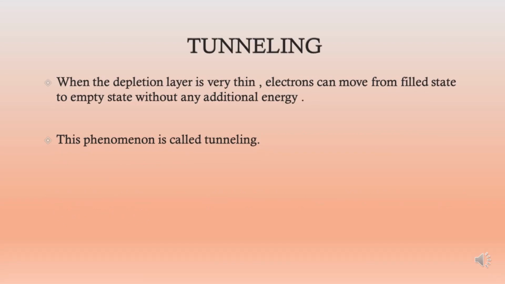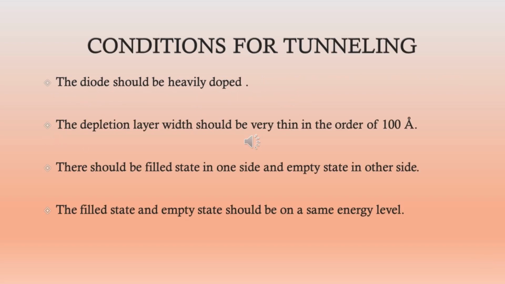Tunneling. When the depletion layer is very thin, electrons can move from a filled state to an empty state without any additional energy. This phenomenon is called tunneling. Here are some conditions for tunneling. The diode should be heavily doped. The depletion layer width should be very thin, in the order of 100 angstrom. There should be filled states on one side and empty states on the other side. The filled state and the empty state should be at the same energy level.